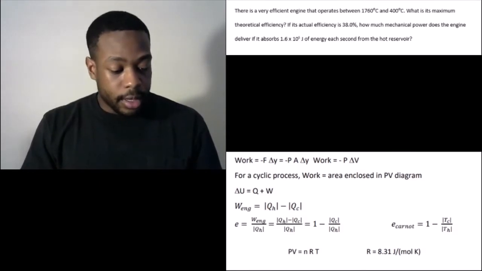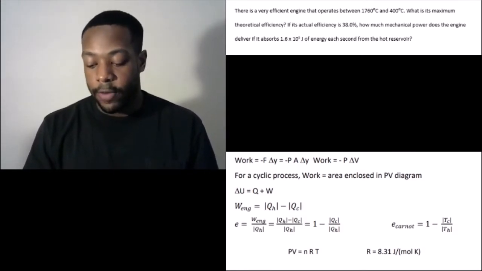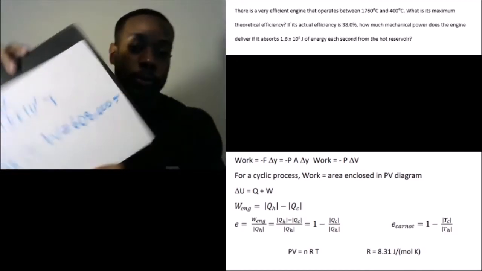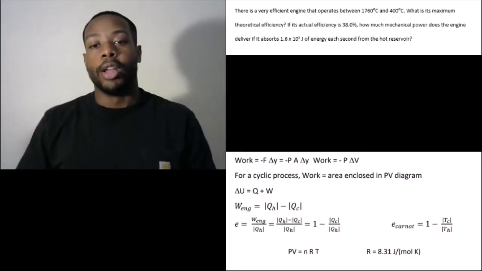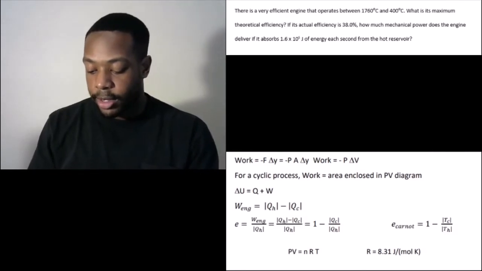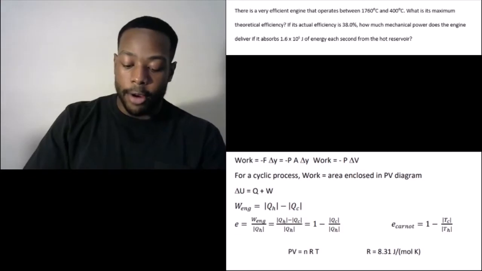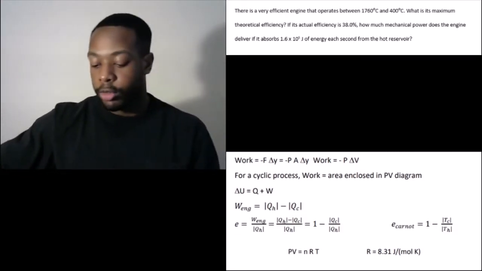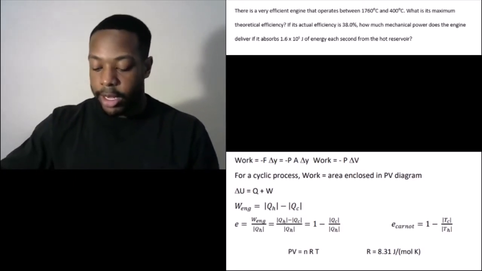I'm getting 608,000 is our final answer. 608,000 joules for work. You want to know what the power is? That per second would be our power. So our power is going to be 608,000 joules per second, or 608,000 watts. That's not too tough at all.